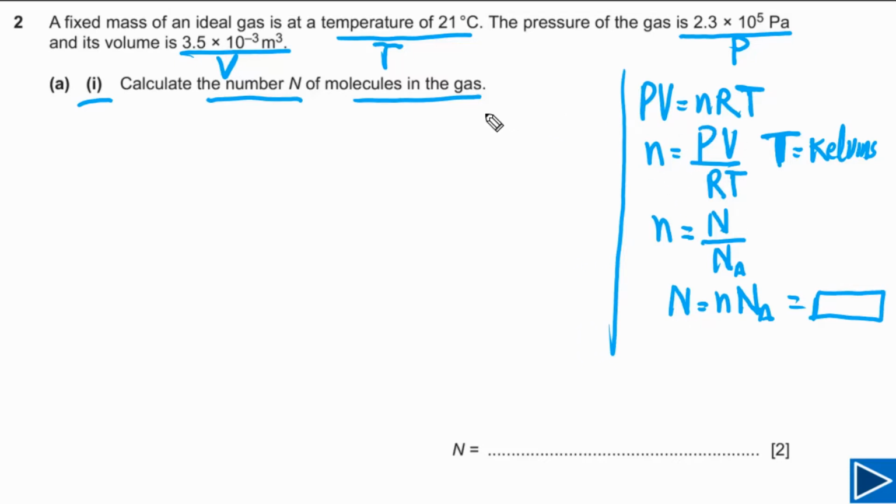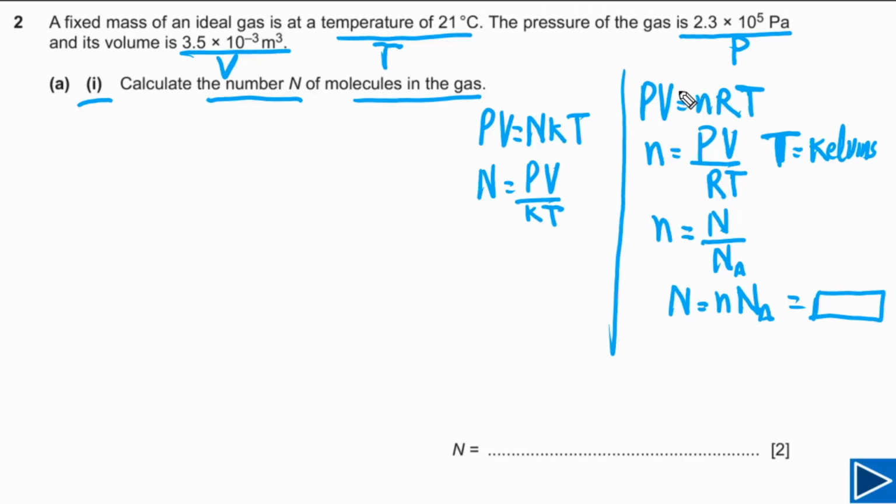But now we need to understand how we can do the same question in just 1 step. For that purpose, you need to understand that PV is also equal to NkT. k is the Boltzmann constant, and N is the number of molecules. So if you use this, N equals PV divided by kT. Temperature has to be in Kelvin, and you can calculate the number of molecules directly.